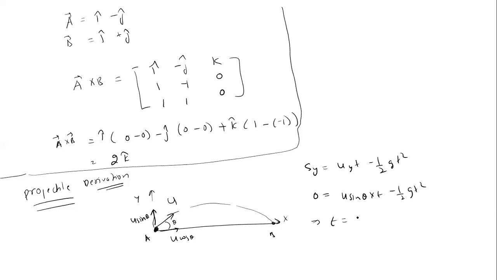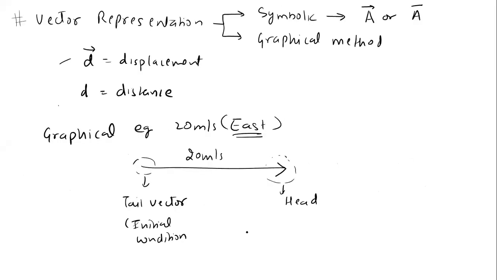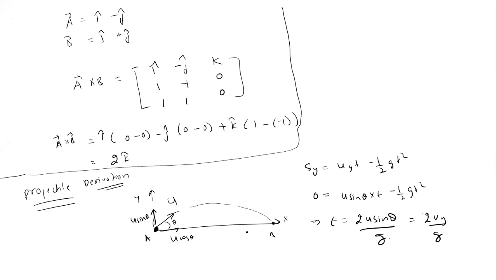So we get time of flight as 2u sin theta by g, or we can also write 2uy by g. This is the time of flight, 2uy by g or 2u sin theta by g. Then we have the range.